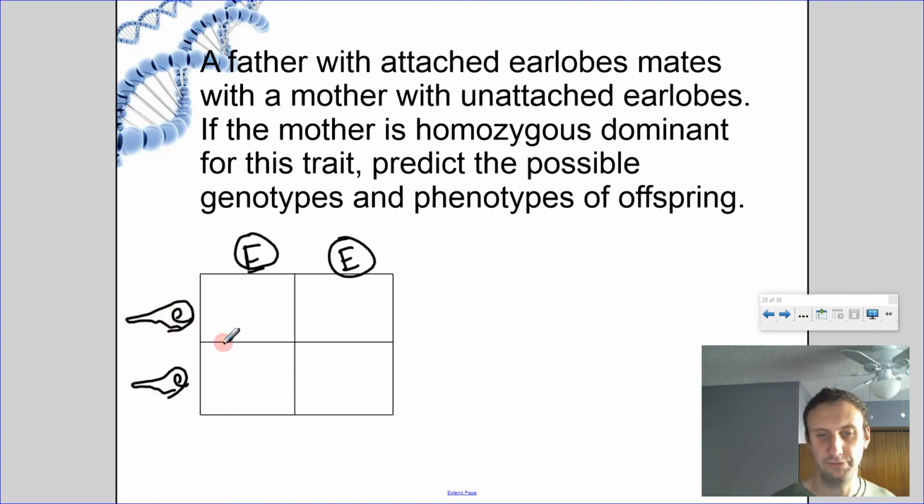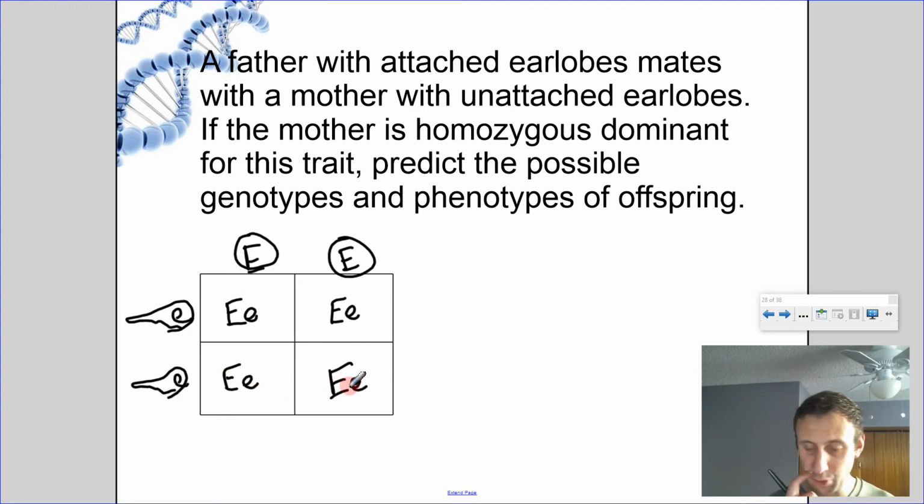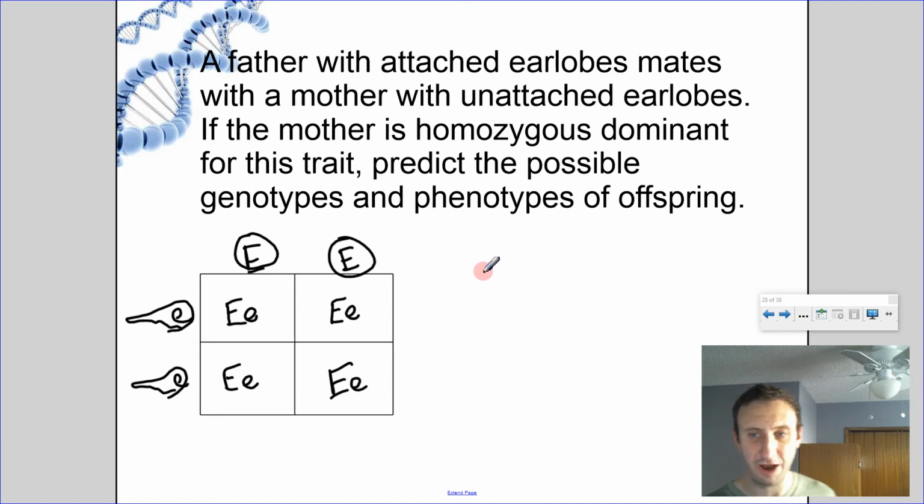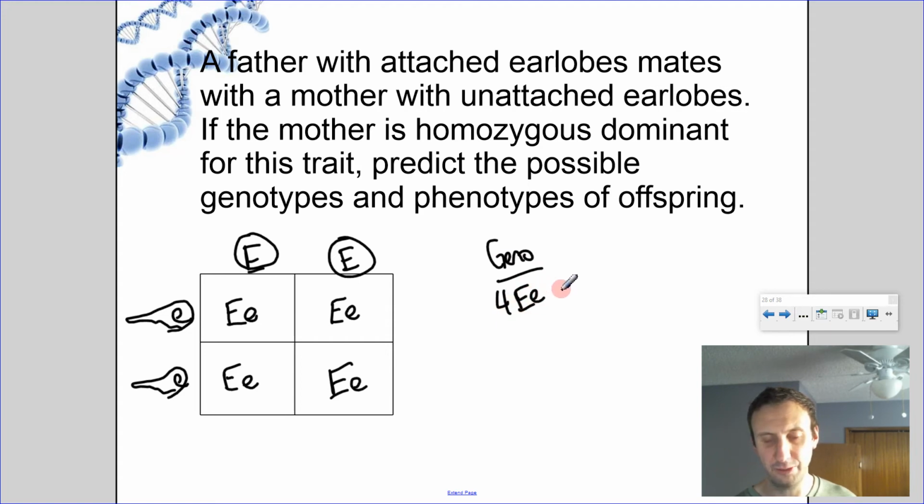Okay, so what do we have? Well, we have here capital E, lowercase e, right? Capital E, lowercase e. Here we have capital E, lowercase e. Here we have capital E, lowercase e. And here we have capital E, lowercase e. No matter what, we get the same exact offspring here. So for genotypes, no matter what, we get 4 capital E, lowercase e. So we get 4 heterozygous.